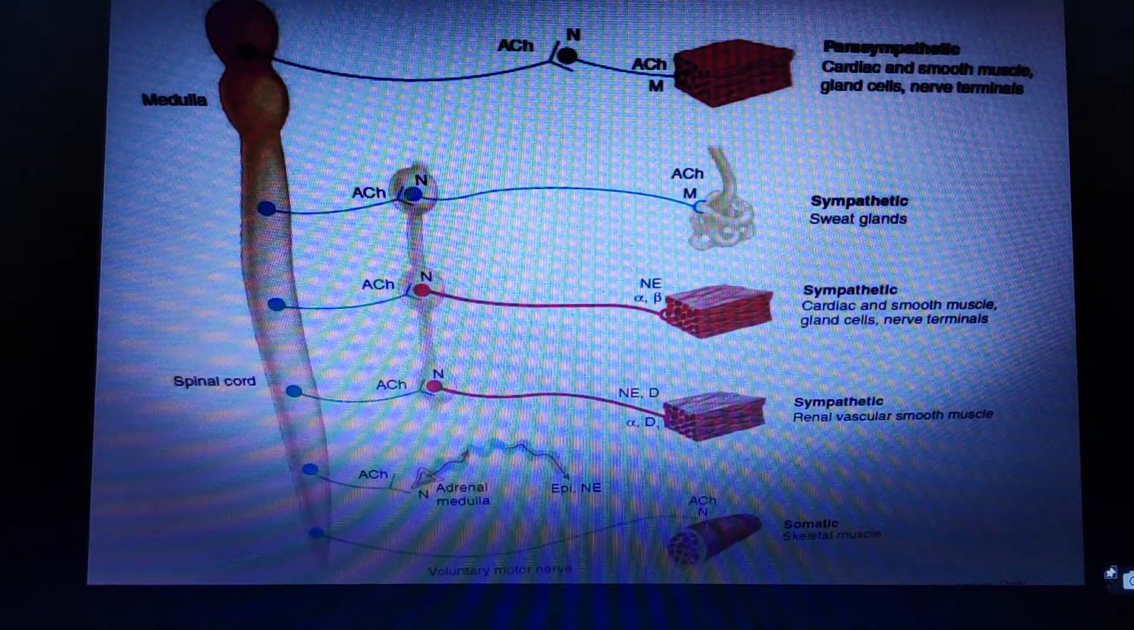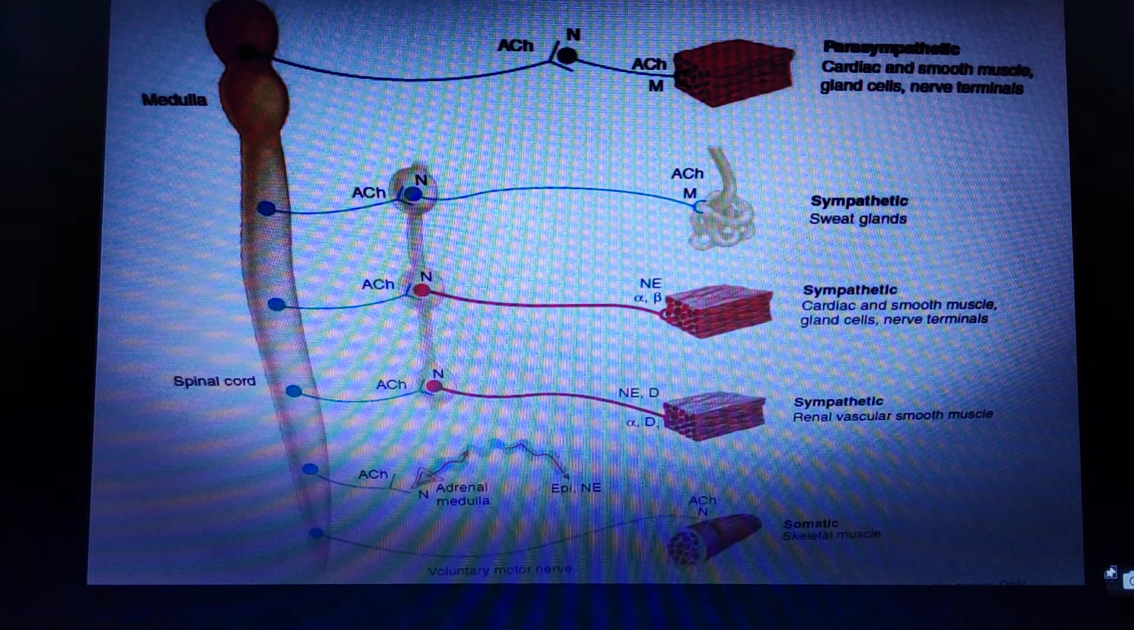Now this is just a picture to demonstrate the parasympathetic and sympathetic neurotransmitters at different levels. We can see that the fiber of the nerve starts from the origin in the brain and spinal cord, and before entering the organ, it goes to the ganglion. From the ganglion, the postganglionic fiber starts and goes to the organs.